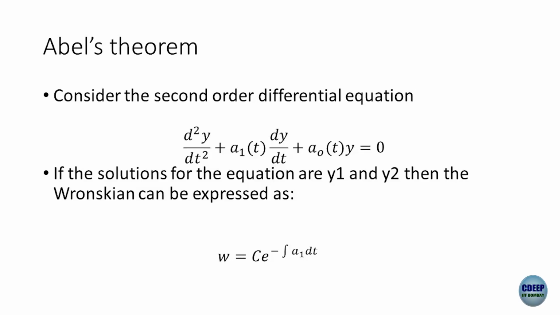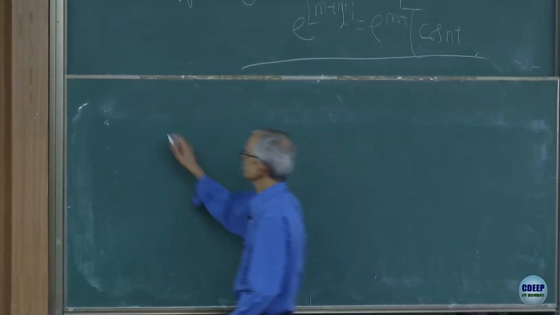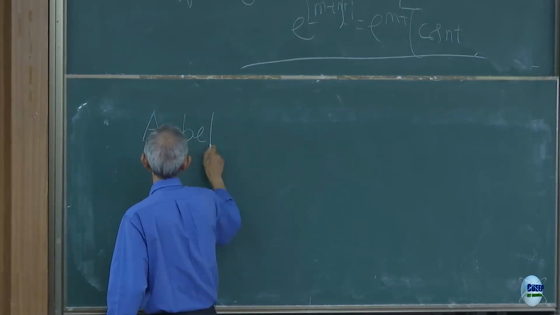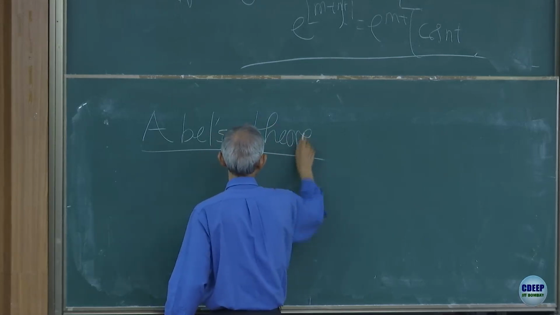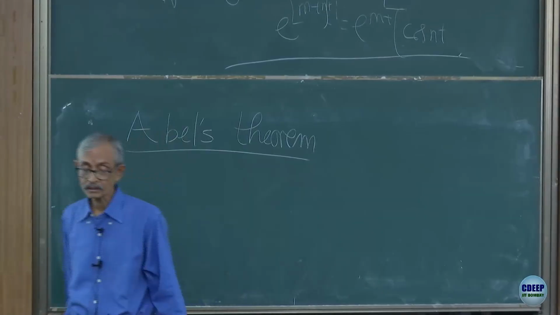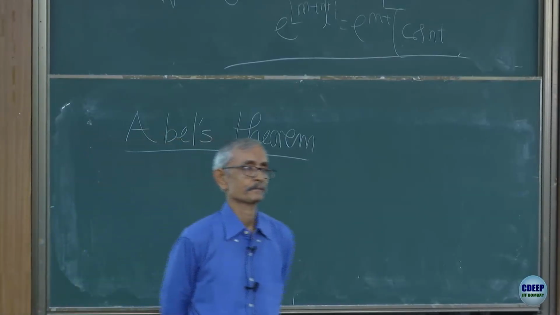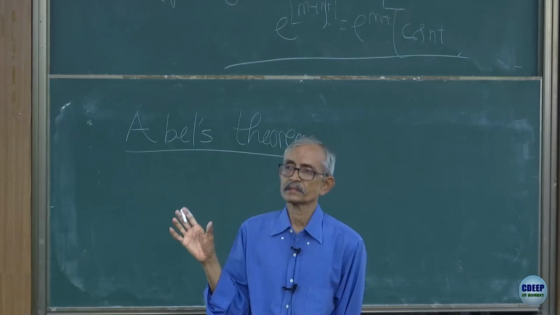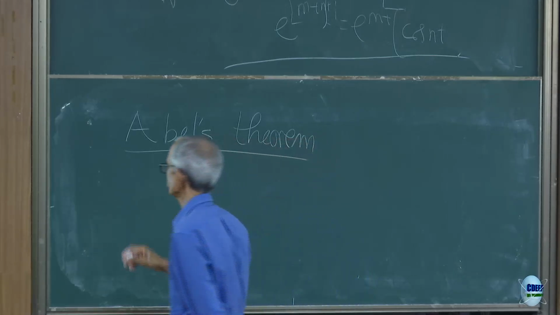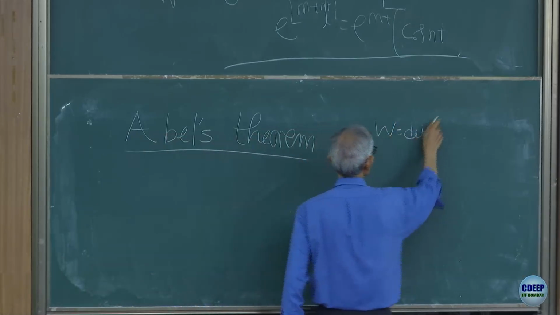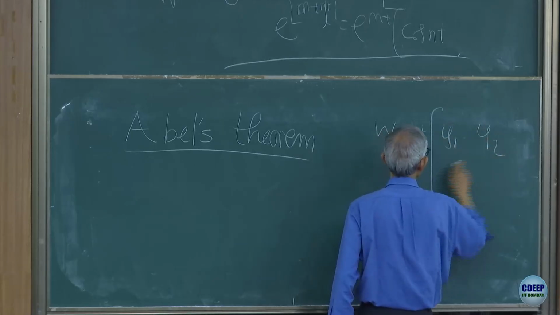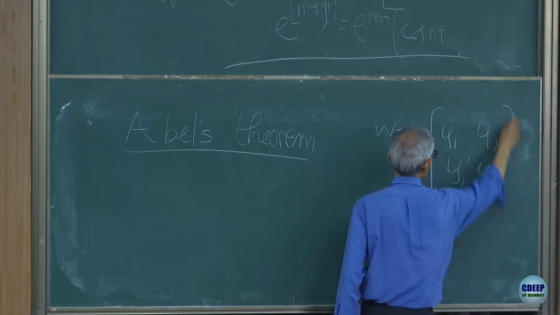Now let's go ahead and look at something called Abel's theorem. This is something that we are going to find useful sometime later. But since we are talking about the Wronskian, we might as well see what this is. The Wronskian W is the determinant of y1, y2, y1 prime, y2 prime.